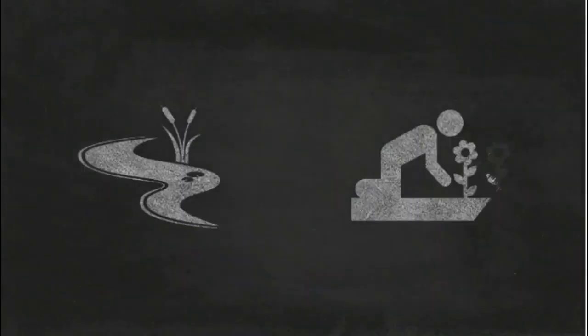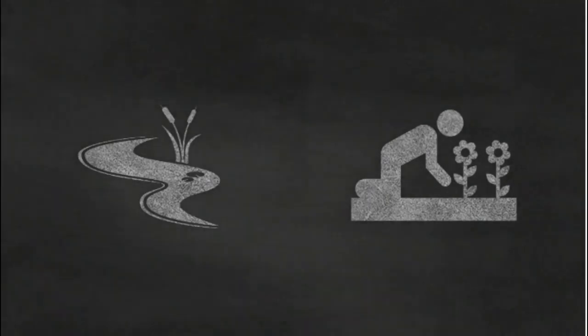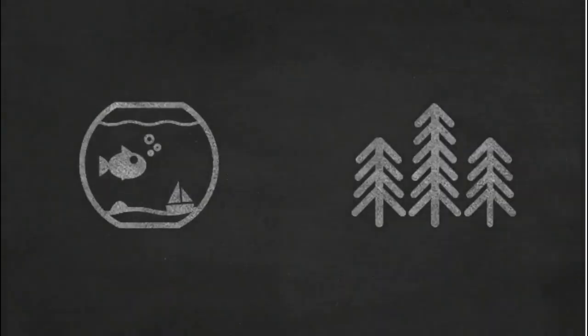That habitat could be a home like we'd find in a stream, along the stream bed, or in somebody's garden. A habitat could also be a fishbowl or a forest. These are all a home to plants and animals.